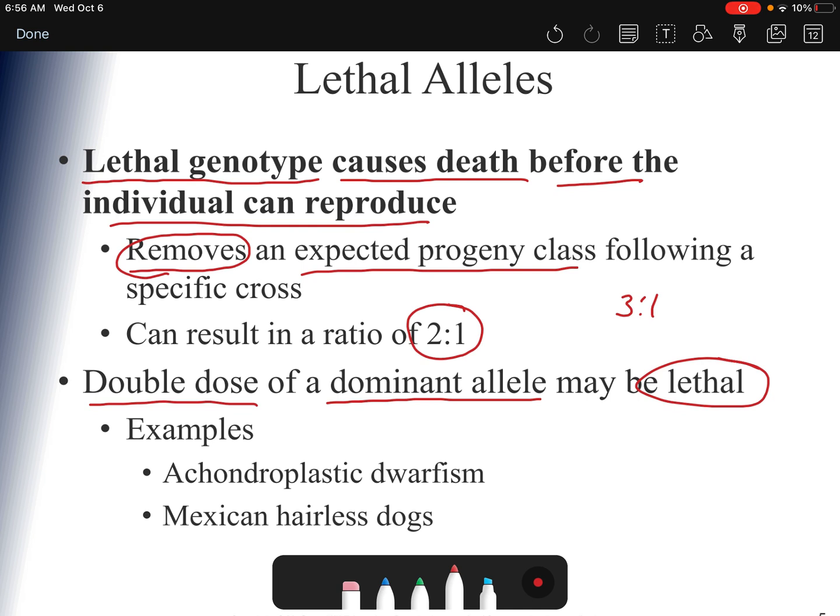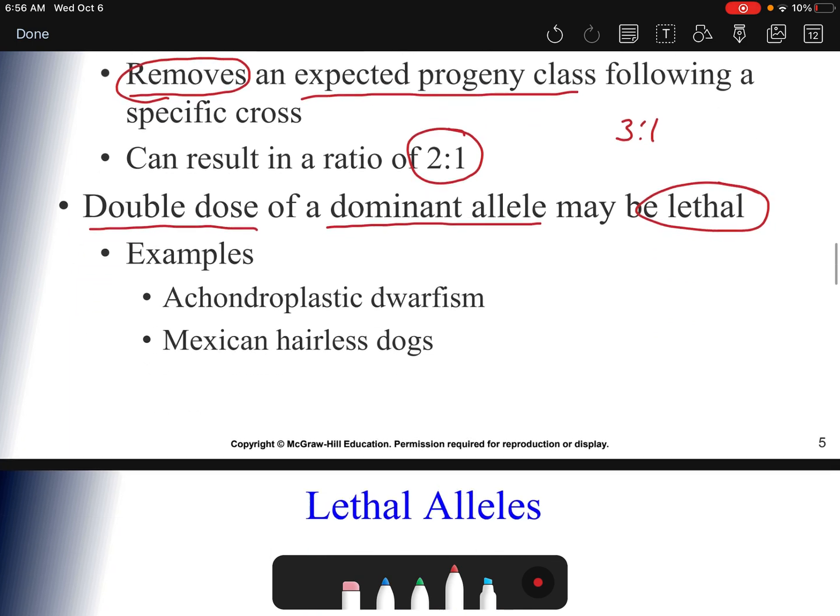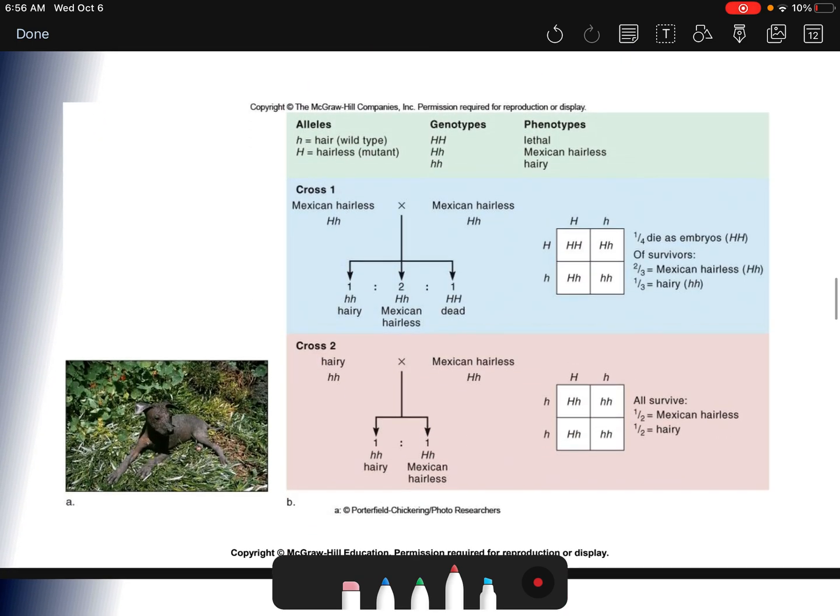The two examples are achondroplasia, which is a type of dwarfism, and Mexican hairless dogs. In Mexican hairless dogs, having hair is the recessive trait and being hairless is the dominant trait. If you inherit the homozygous dominant genotype, that's the lethal one. If you're heterozygous, you're Mexican hairless, and if you're homozygous recessive, then you have some hair. This is a Mexican hairless dog. I don't know why one would have one of those. They look kind of ugly, but that's just my opinion.